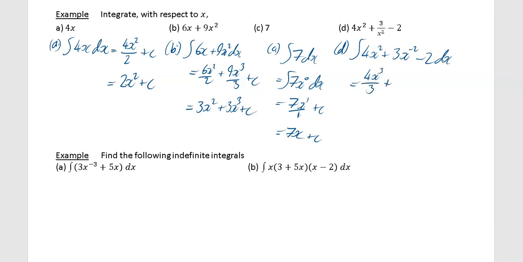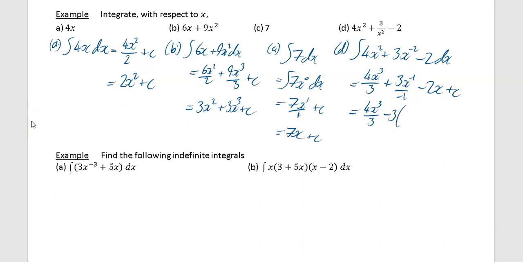Now this is where people go wrong sometimes. Your power here is x to the minus 2. Minus 2 plus 1 is minus 1, so that's x to the minus 1. And you're dividing by your minus 1, and then that becomes minus 2x plus c. Now I have a wee bit of work to do here. That's going to be 4x cubed over 3. Then you've got minus 3 divided by plus 3 divided by minus 1.